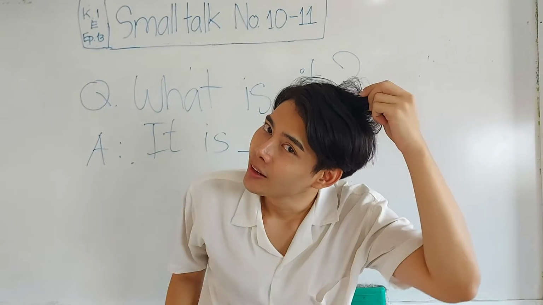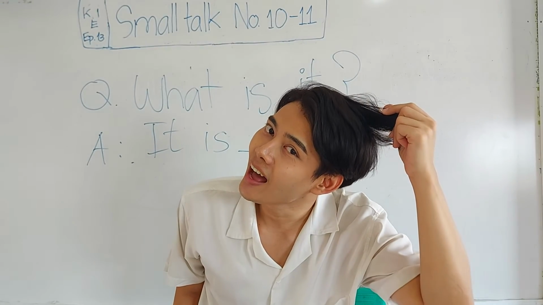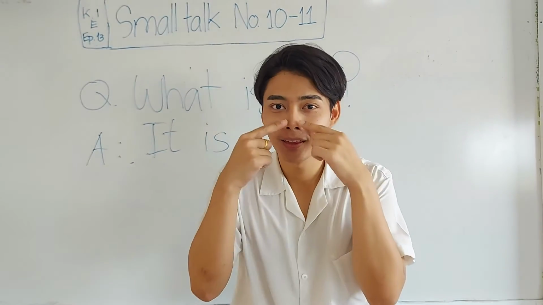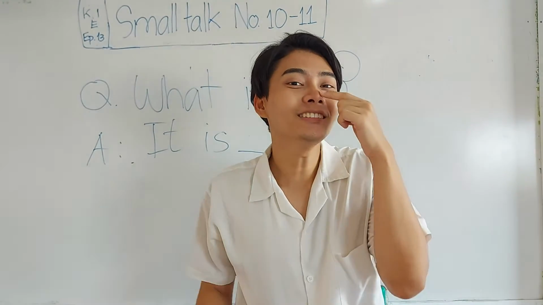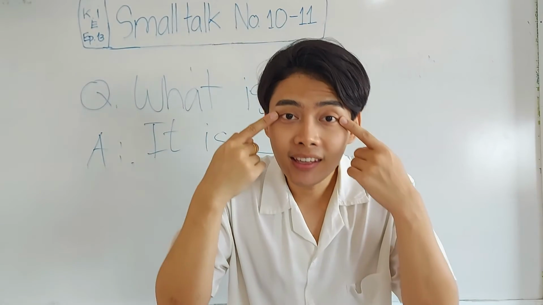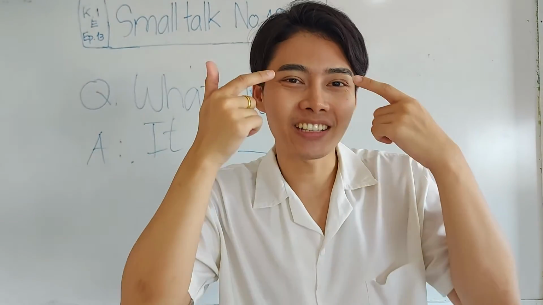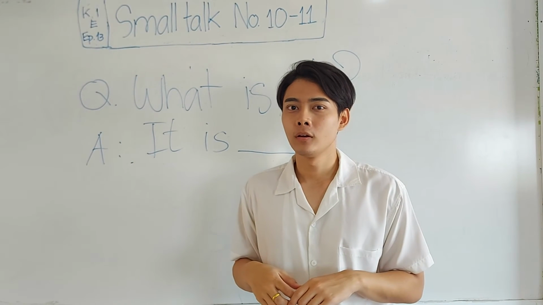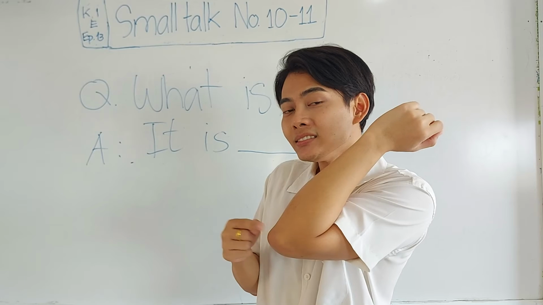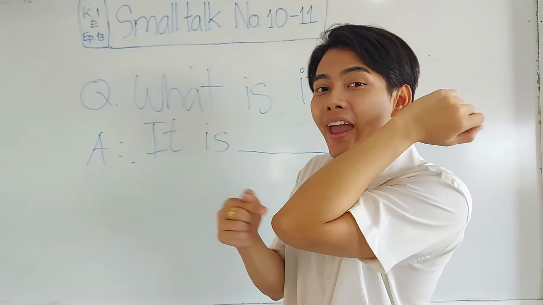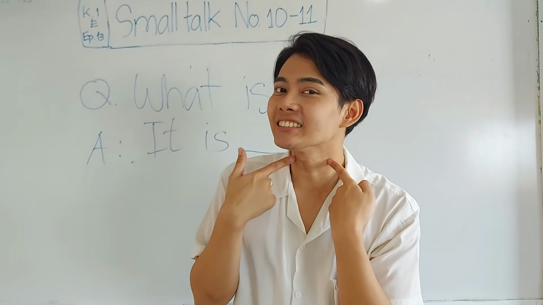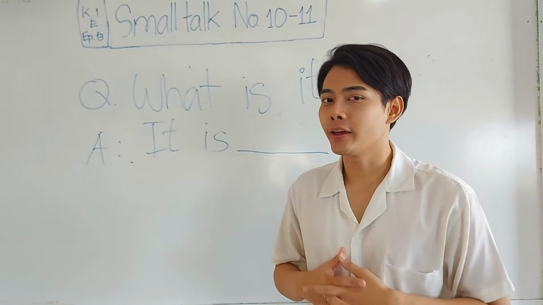What is it? It is a nose. Very good. What is it? It is an eye. Very good. What is it? It is an elbow. Very good, elbow. What is it? It is a neck.